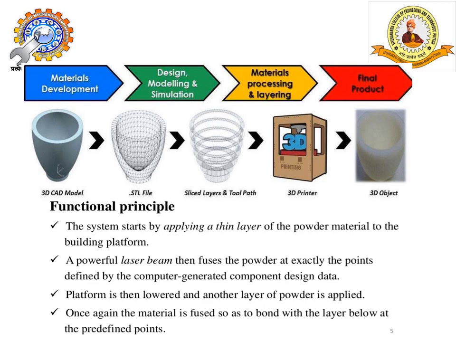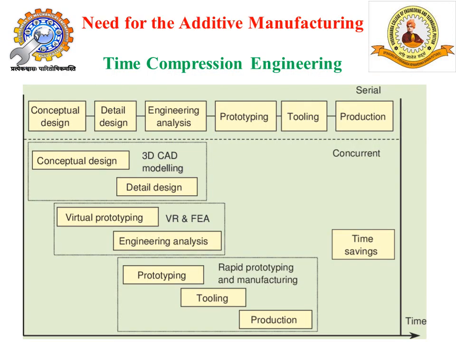The system starts by applying a thin layer of the powder material to the building platform. A powerful laser beam fuses the material exactly at the points defined by the computer-generated contours. The platform is then lowered to expose a fresh layer of powder to the laser. Once the material is fused so as to bond with the layer below at the predetermined points, this process keeps on repeating. So, the need for additive manufacturing.